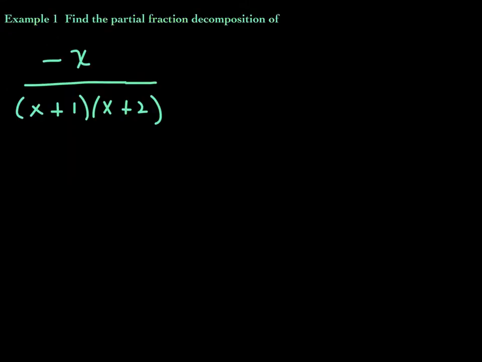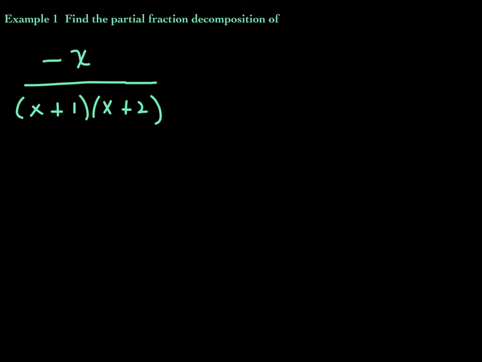All right, here's our first example. Find the partial fraction decomposition of this expression. Now, a few things I want you to notice. Number 1, this fraction is a proper fraction. Notice that the degree of the numerator is 1, and the degree of the denominator, if you were to FOIL this out, x times x is x squared, so the degree of the denominator is 2. So you've got degree 1 over degree 2. So this is definitely proper.